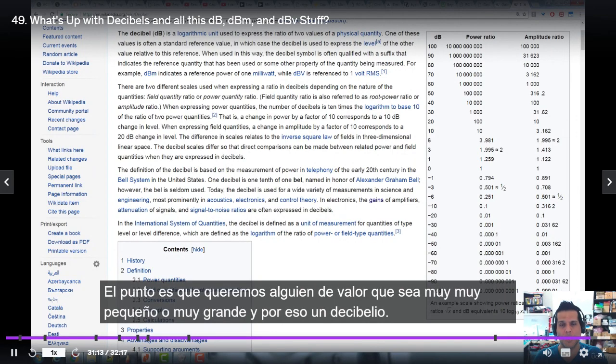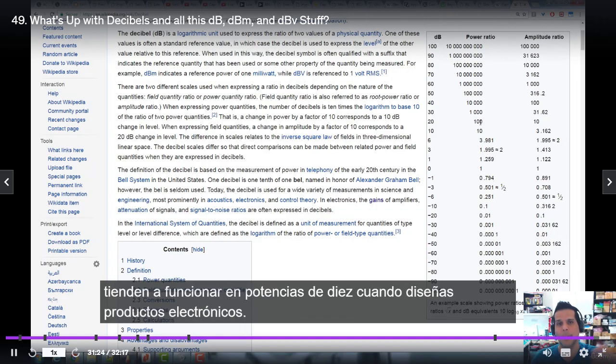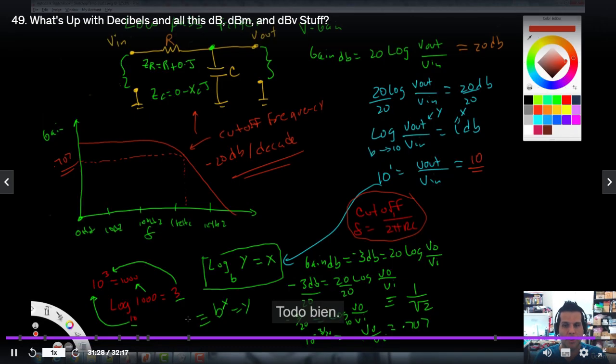The whole point is we want a value that's very, very tiny or very, very large, and that's why decibels. So instead of saying it's 100,000, they'll just say 100 dB. It helps because things tend to operate in powers of 10 when you design electronics. Okay, so I think that's it. We've got everything we need.